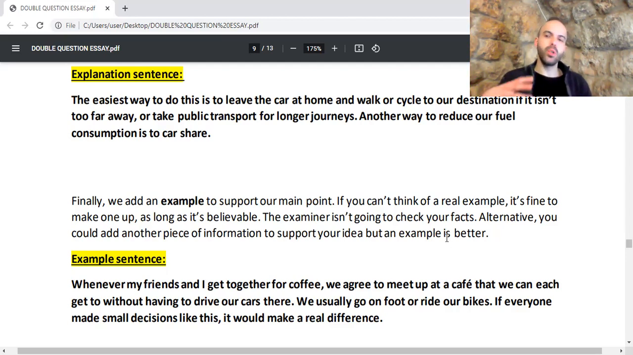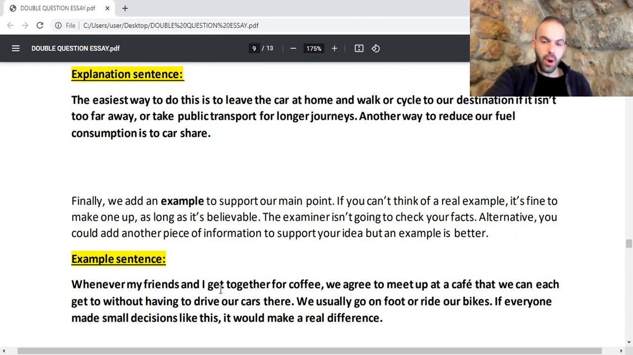Some students might find it difficult to write an example sentence. If you can't think of any example, you can expand on your explanation, but it's more preferable to provide an example, because the question says give examples where relevant. So don't forget this. Let's see the example sentence.